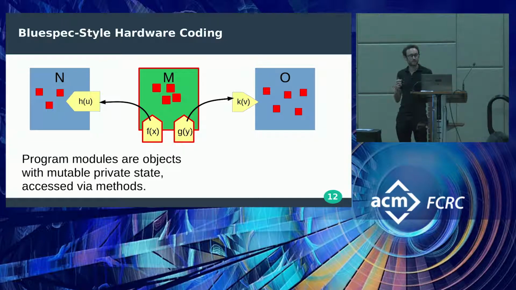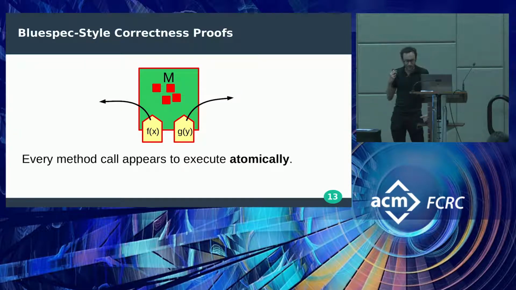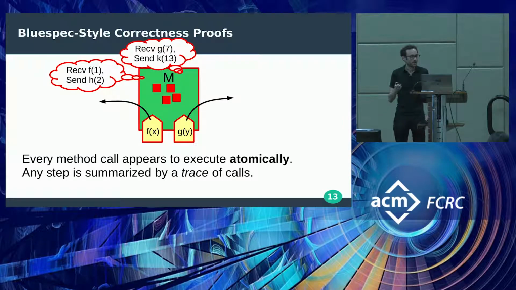And each of these methods itself can call methods of other modules, just as we'd expect in a software program. A key part of the semantics of Bluespec is that method calls appear to execute atomically. You can think of that as a method call taking one clock cycle. And therefore, if we want to get to the correctness of a design, we can think about, in a single clock cycle, which interactions can happen with other modules in the system.